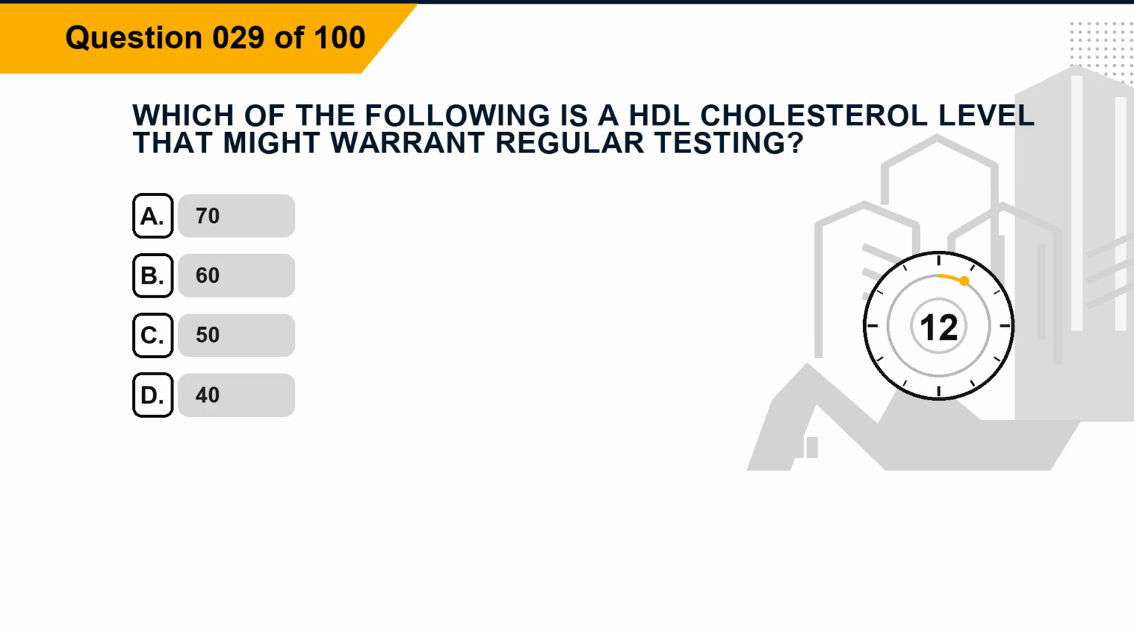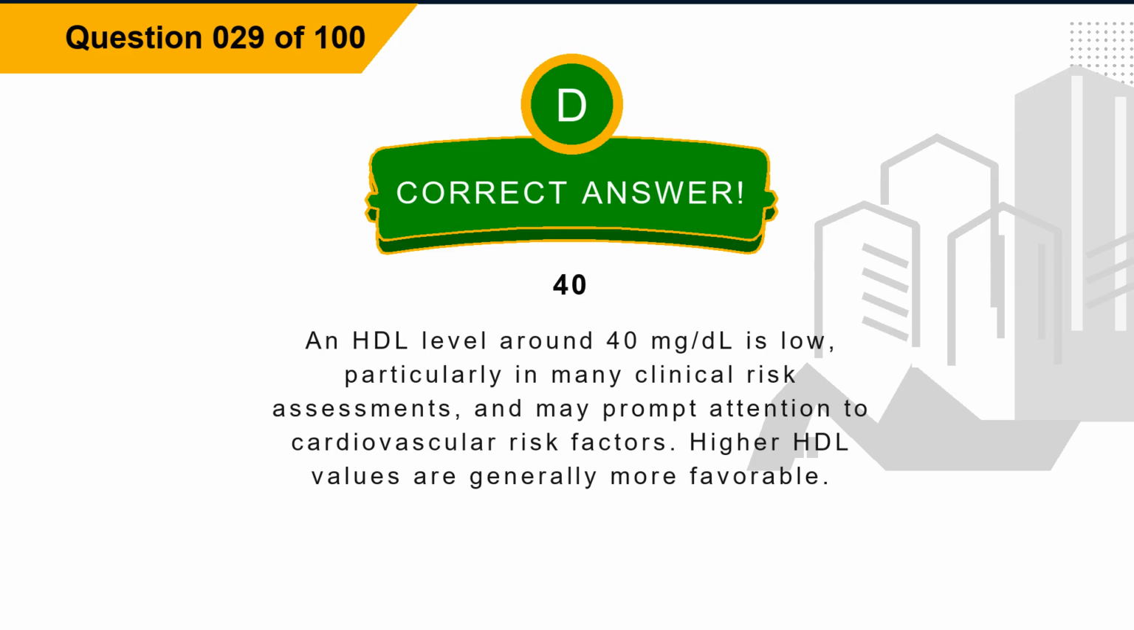Question 29. Which of the following is an HDL cholesterol level that might warrant regular testing? Option A, 70. Option B, 60. Option C, 50. Option D, 40. The correct answer is option D, 40. Explanation. An HDL level around 40 mg/dL is low, particularly in many clinical risk assessments, and may prompt attention to cardiovascular risk factors. Higher HDL values are generally more favorable.